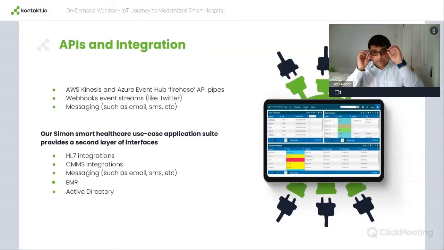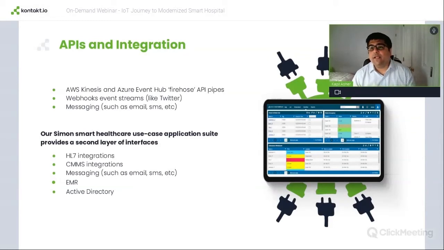Okay, so if you remember in the beginning of our discussion, I mentioned how we provide turnkey solutions for most use cases, but we identify that there might be some use cases that we don't serve and some other third party is better suited for that. So in that case, our APIs and integrations come into play.